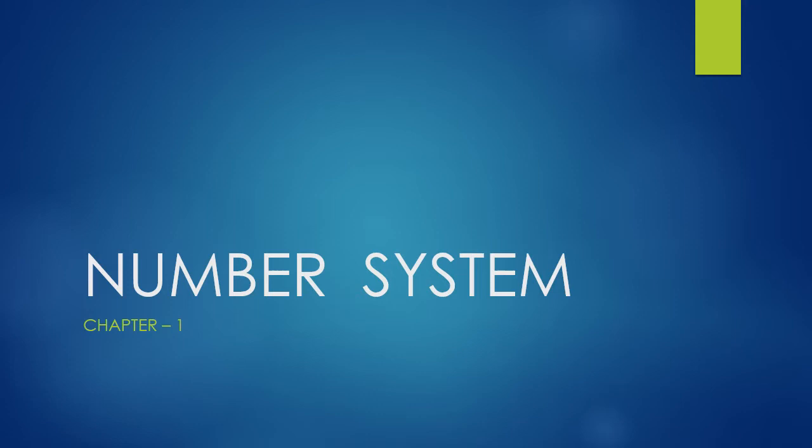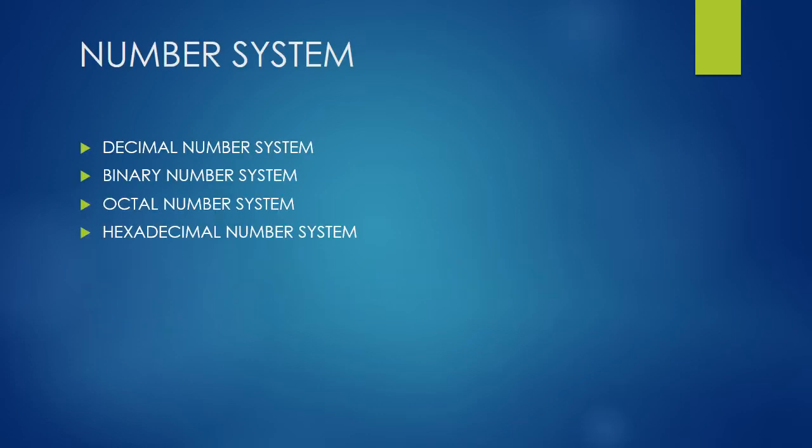There are different ways in which we can represent numbers. So, the number system is divided into 4 different types. Today, we'll be discussing all the different types of number system one by one. So, the first number system is decimal number system. Second one is binary number system. Third is octal number system. And the fourth one is hexadecimal number system.